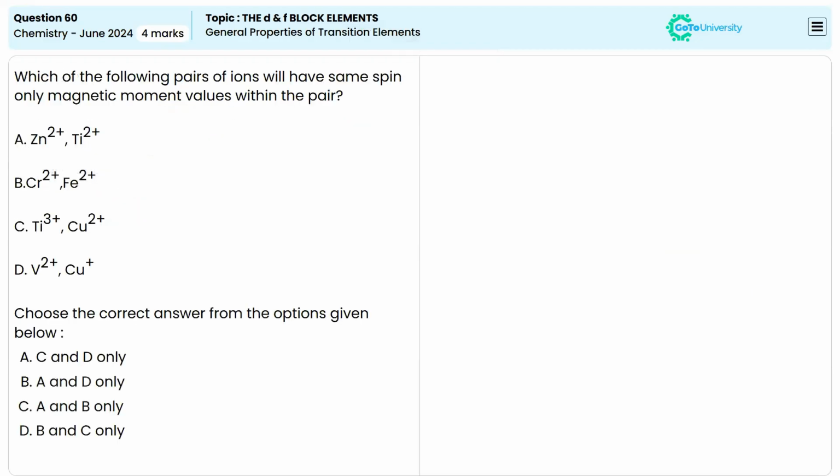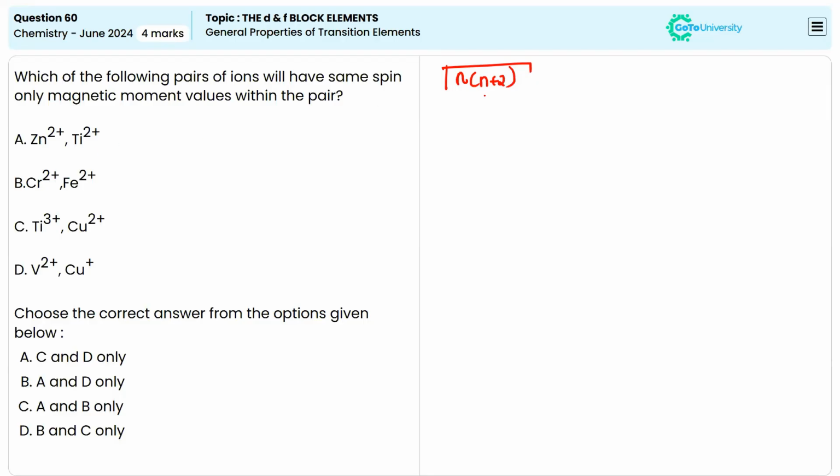Done, right? Okay, coming to the next question. Which of the following pair of ions will have the same spin only magnetic moment values within the pair? This is similar to the previous question, right? We can calculate the spin only magnetic moment using the equation square root of n times n plus 2, where n is the number of unpaired electrons.